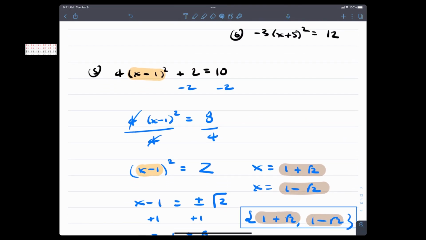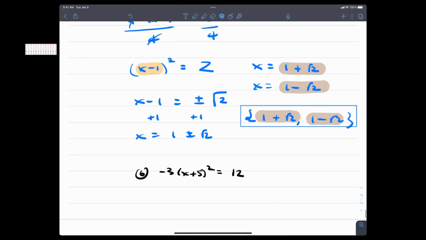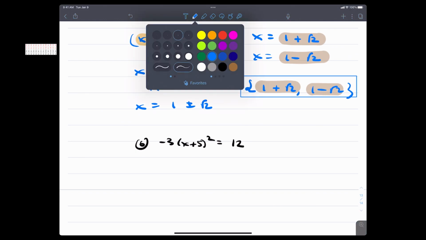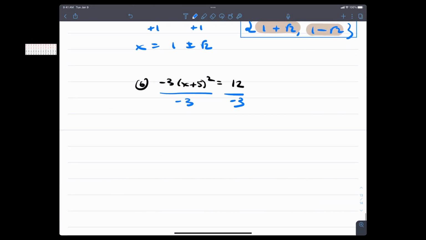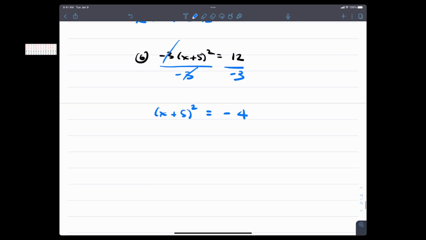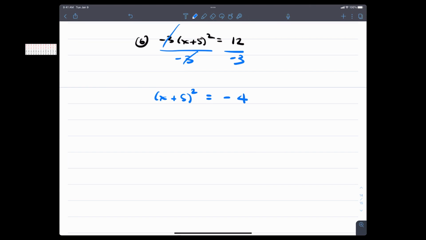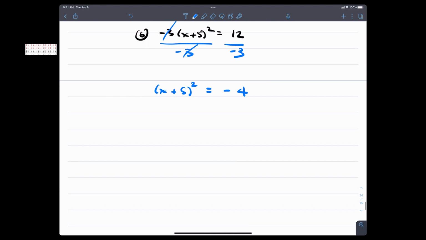There you guys go for number 5. Did you guys get an answer for number 6? How would you start this one? Same way. Divide both sides by -3. The exact same way. And now you end up with, if you cancel, x plus 5 squared becomes, what's a positive over a negative? 12 divided by -3 is -4. Is that true? What do you guys have to use now? Use the square root formula.